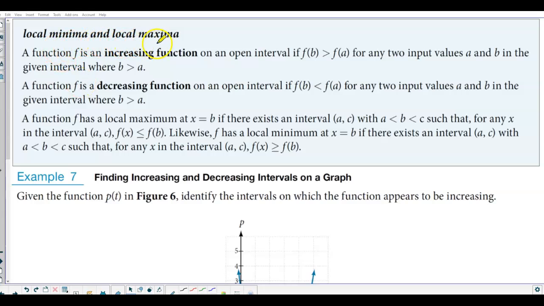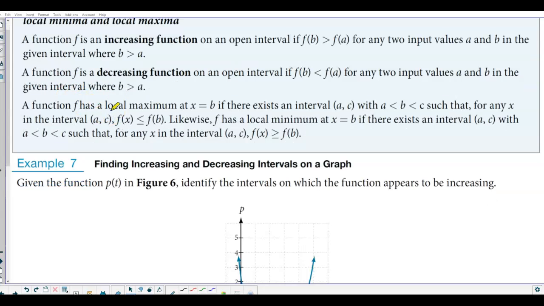Local minima and local maxima. A function f is an increasing function on an open interval if the output of b is greater than the output of a for any two input values a and b in the given interval where b is greater than a. Now, a function f is a decreasing function on an open interval if the output of b is less than the output of a for any two input values a and b in the given interval where b is greater than a.